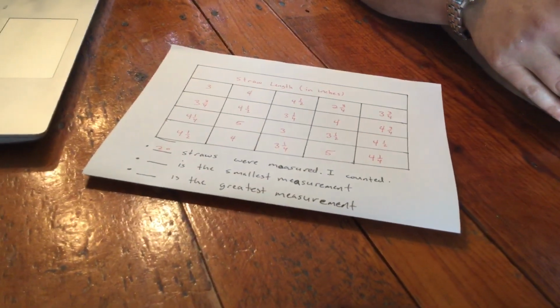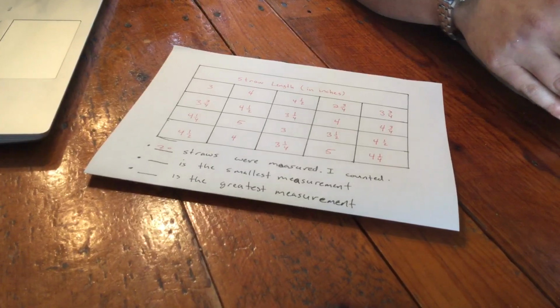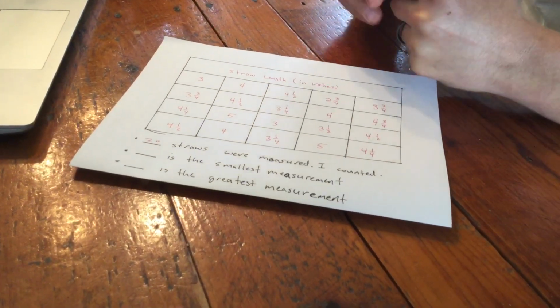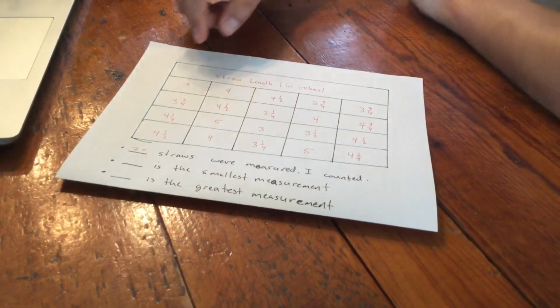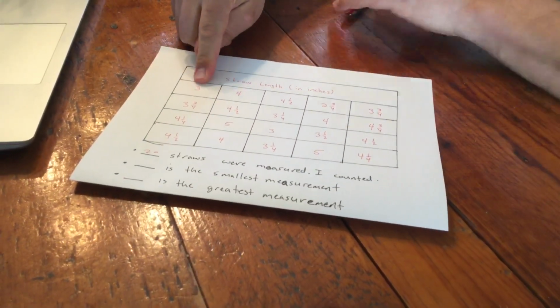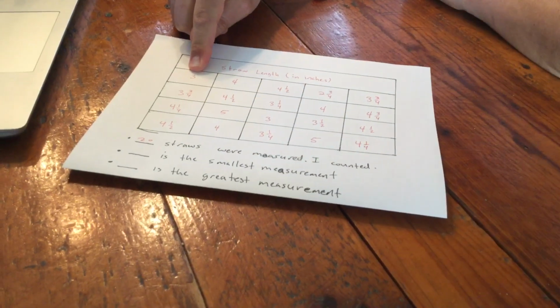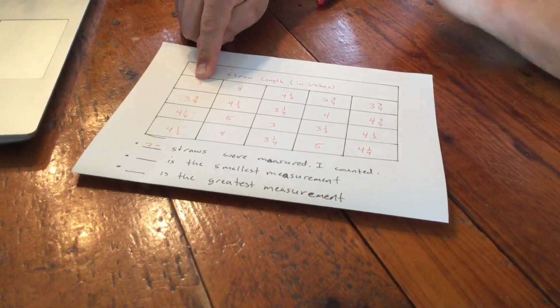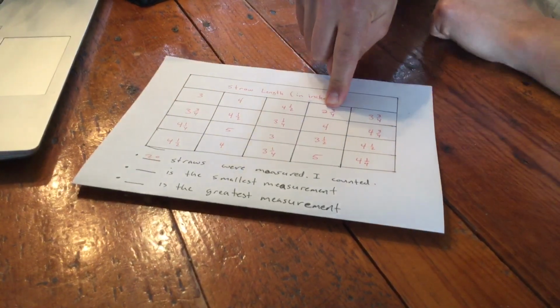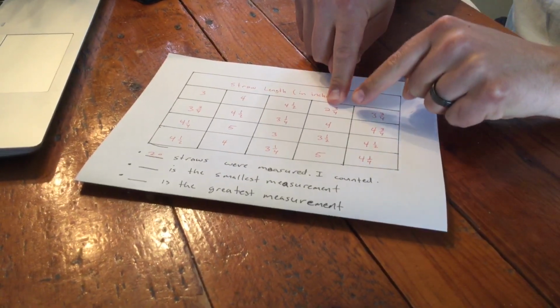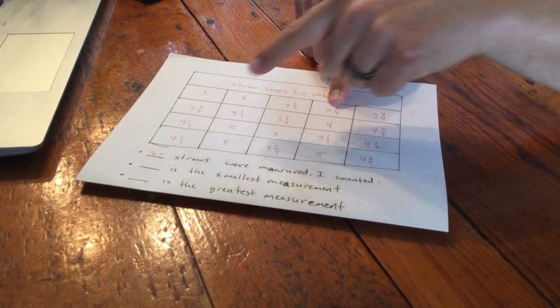Next question, what is the smallest measurement on the chart? The way I found this is I looked at all the numbers and put my finger on the smallest one as I went through, row by row. So I start at 3. Is 4 smaller than 3? No. Is 4.5 smaller than 3? No. Is 2 3/4 of an inch smaller than 3? Yes. So I put it here. Is 3 3/4 smaller than 2 3/4? No. So I already said that one.